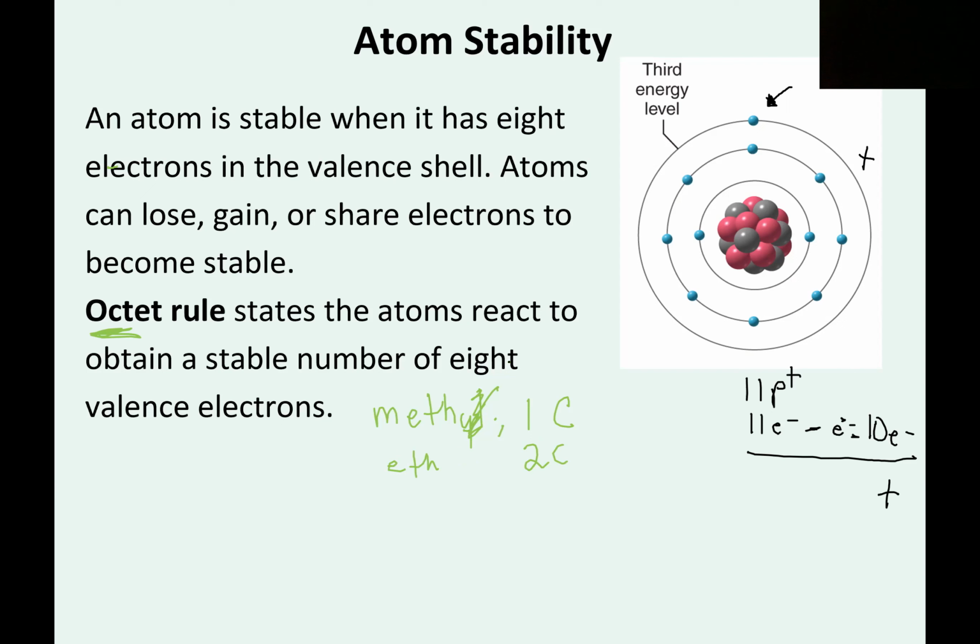You have prop, and I don't remember all of them now, but you've got hex for 6, pent for 5. Those are associated with just numbers, but the meth and the eth and the prop, those first 4 are all going to be associated with numbers of carbon.